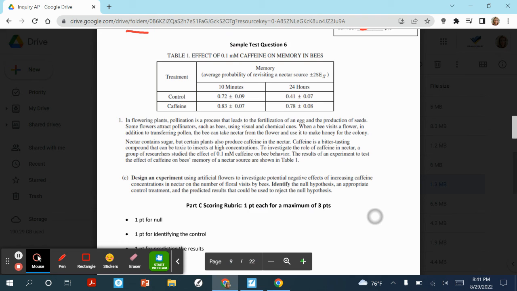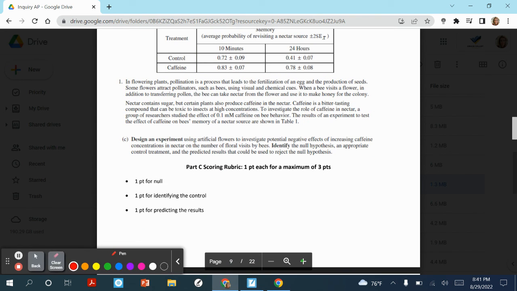All right. Now, this one, I just wanted to point out, I'm not going to go through all of it, but it says design an experiment using artificial flowers to investigate potential negative effects of increasing caffeine concentrations in nectar on the number of floral visits by the bees. So the number of visits by bees would be the dependent variable. It says specifically after that, identify the null, give me a control that you would set up, and predict. So in this case, the only way you're going to get 3 points on this section is to do those things.